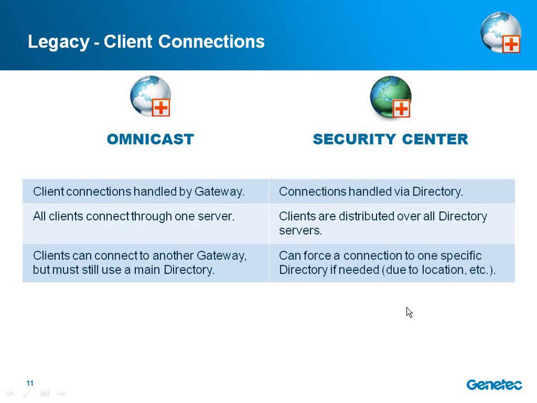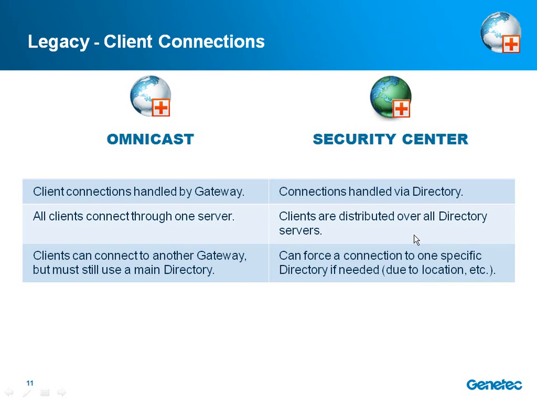Alright, moving on to the client connections, there are a few differences in general as well related to failover. The Omnicast Gateway service was used to handle how the clients connected to the system, and pretty much everything went through one gateway unless it was deliberately specified. In Security Center, we aren't using the gateway anymore, with part of the responsibility going to the media router role, and the client connections going directly through the directory. Since we have all directories running, the clients are distributed over the multiple directories in order to spread the load out over the whole system.